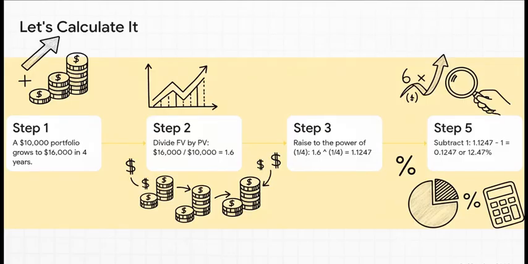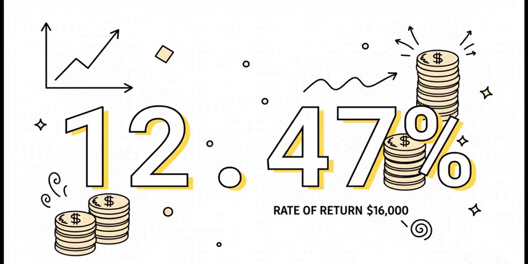Let's say your portfolio grew from a present value of $10,000 to a future value of $16,000, and it took 4 years. Okay, first, you divide the end value by the start value to see how much it grew in total. Then, you raise that number to the power of 1 divided by the number of years. That's how we annualize it. And finally, just subtract 1 to get the rate as a decimal. And there it is, 12.47%. That's your discount rate. In this case, it's also your compound annual rate of return. It's the exact steady rate that would have turned your initial 10 grand into 16 grand over those 4 years.